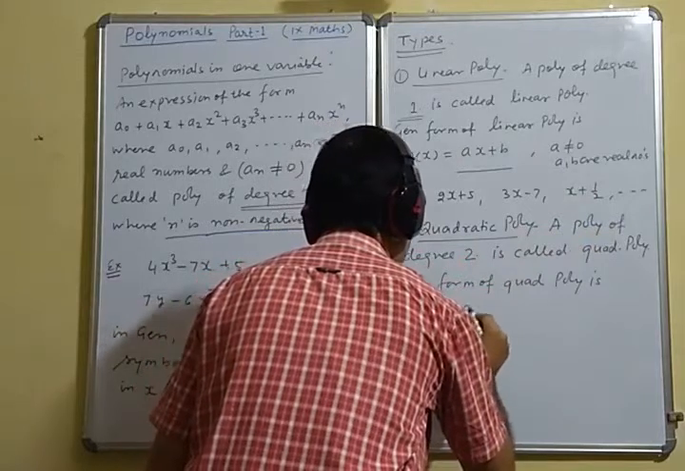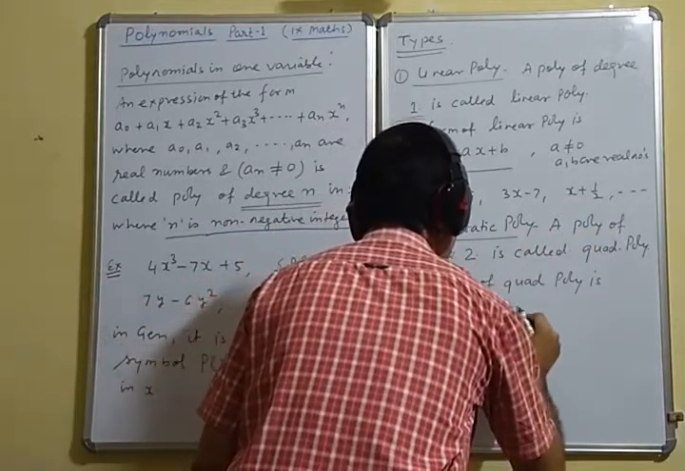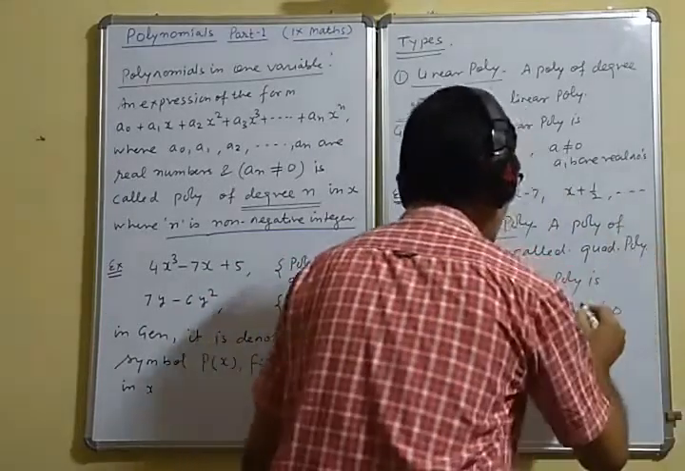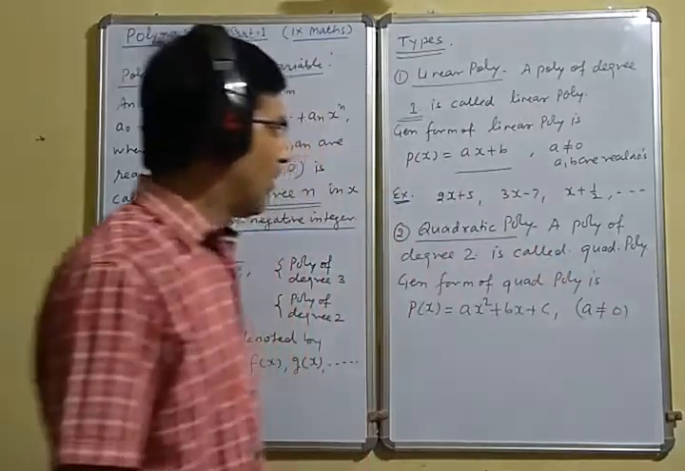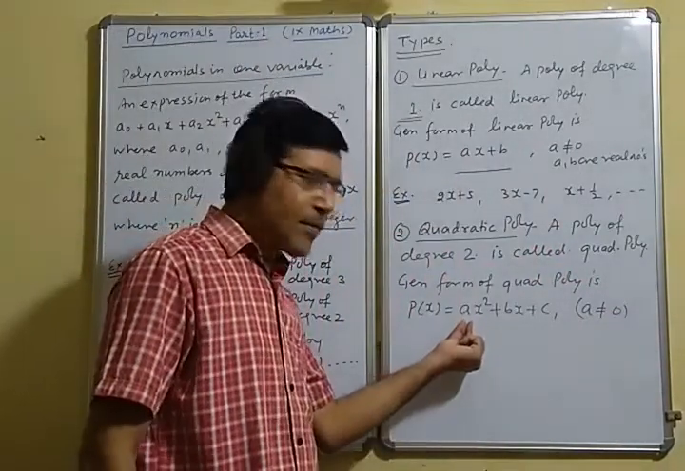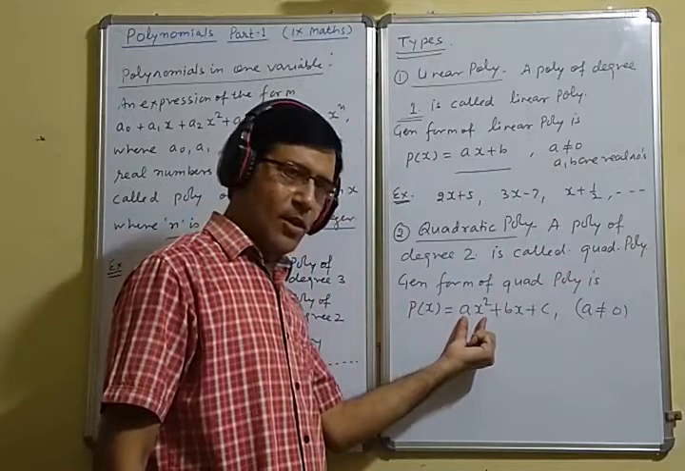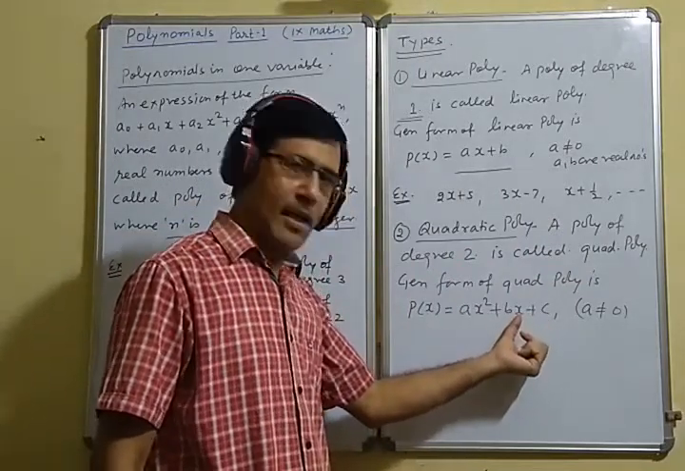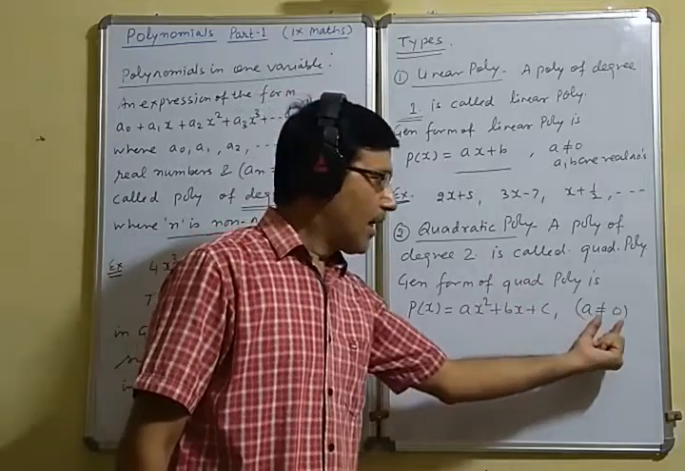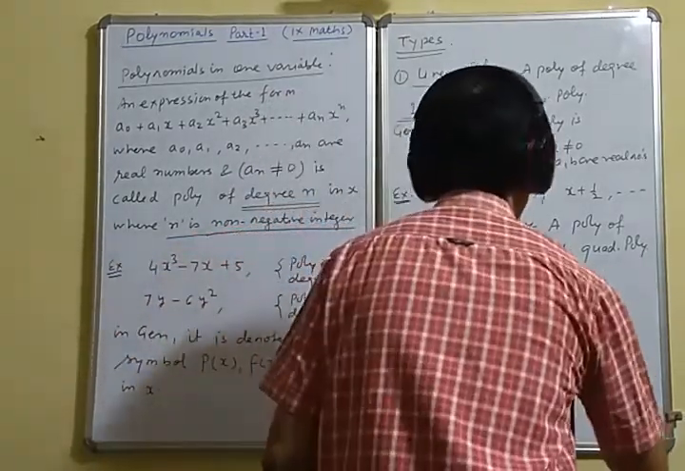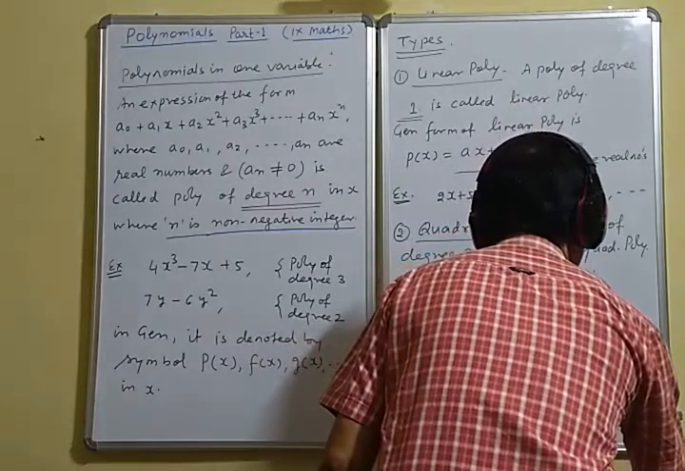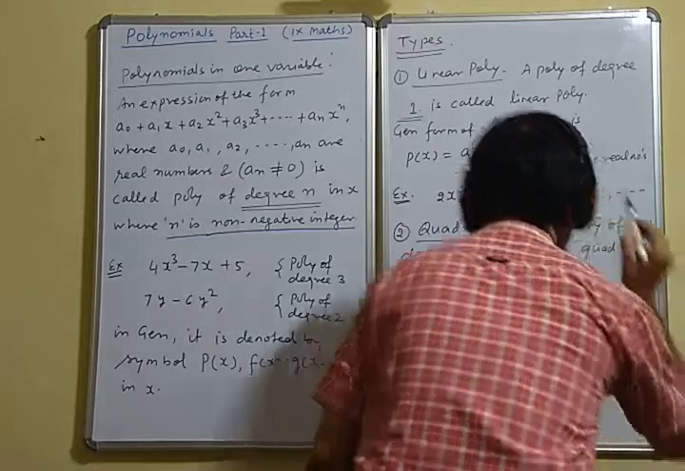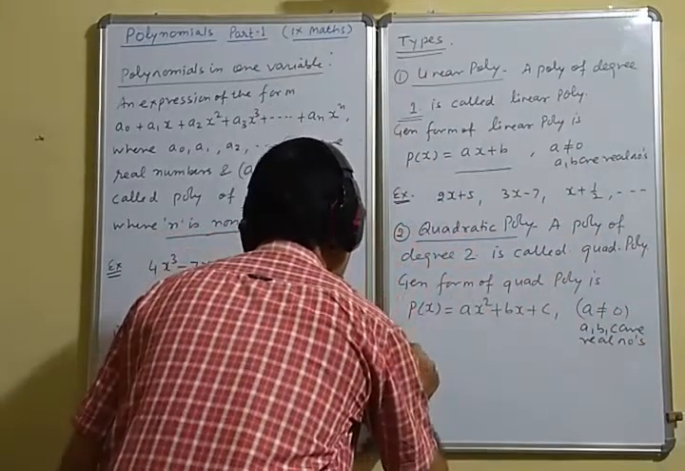p(x), that is ax square plus bx plus c. The condition is a cannot be 0. a cannot be 0 because if a becomes 0, this term is 0 and it becomes a linear polynomial, because the degree is 1. So a cannot be 0, and a, b, c are real numbers.